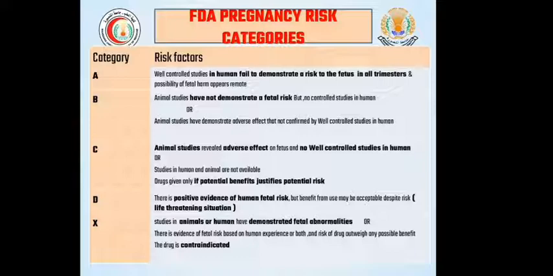Category C, animal studies are positive. The drug under this category is teratogenic or has teratogenic potential in animal studies, but no sufficient human studies are done. So the risk cannot be ruled out. The drugs in this category, the risk of teratogenicity cannot be ruled out.